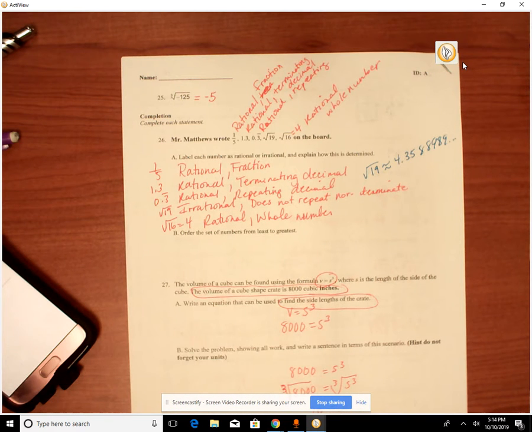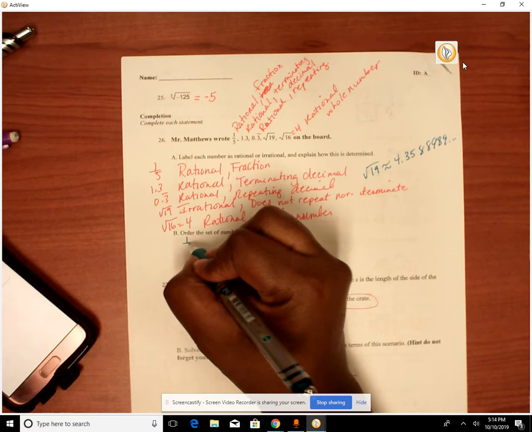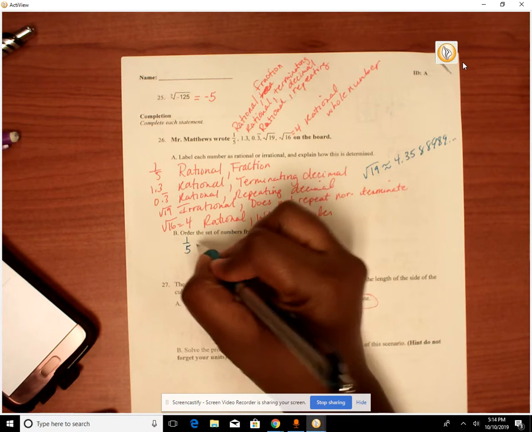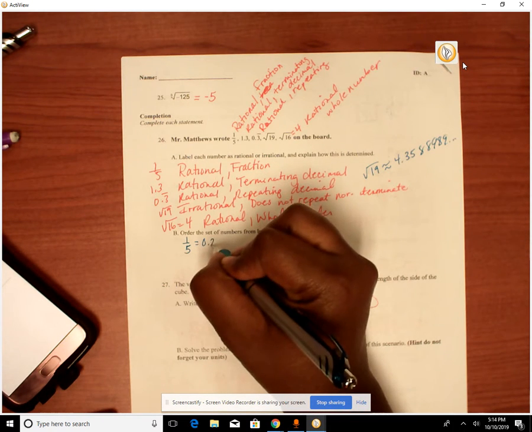Now we're going to order these sets from least to greatest. That means we need to change everything to a decimal. I've already changed the repeating, the irrational square root to a decimal. And this is going to become 0.2.